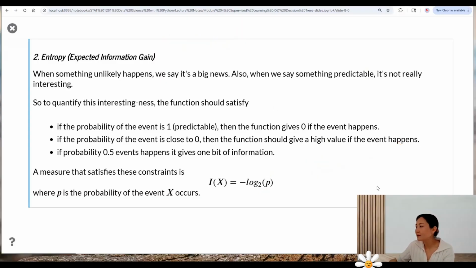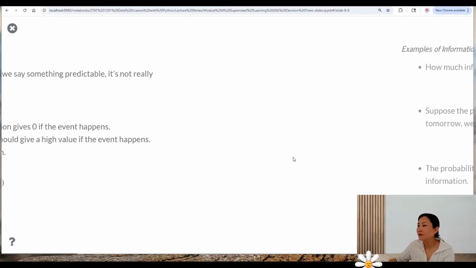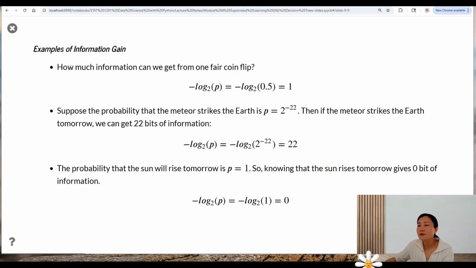So let's see a few examples. First, how much information can we get from one fair coin flip? If it's a fair coin, then the probability of having a head is 0.5, and the probability of having a tail is also 0.5. Okay. So let's focus on this event.